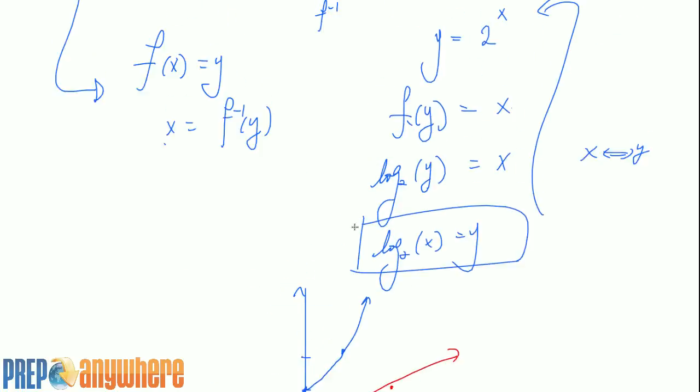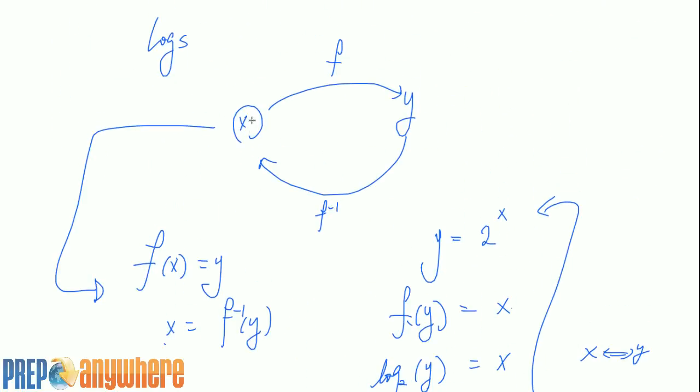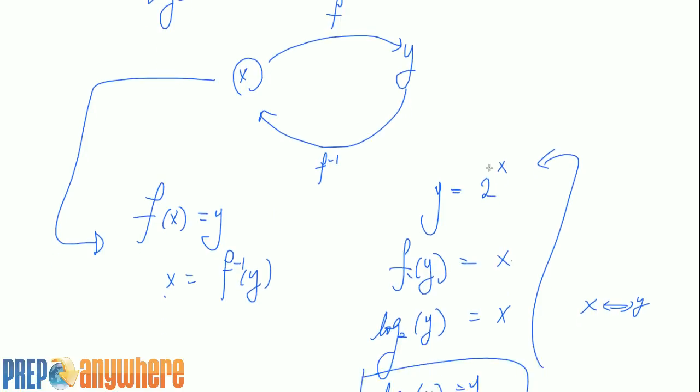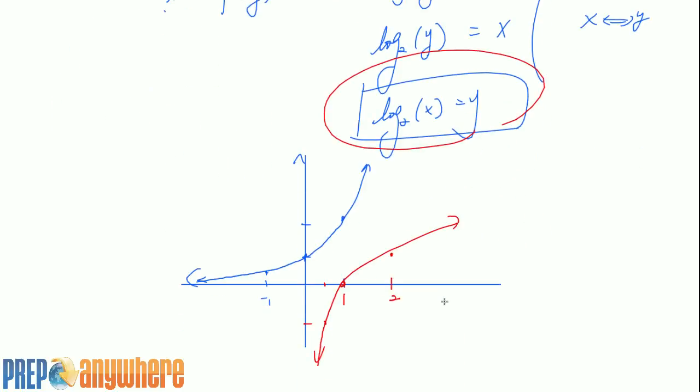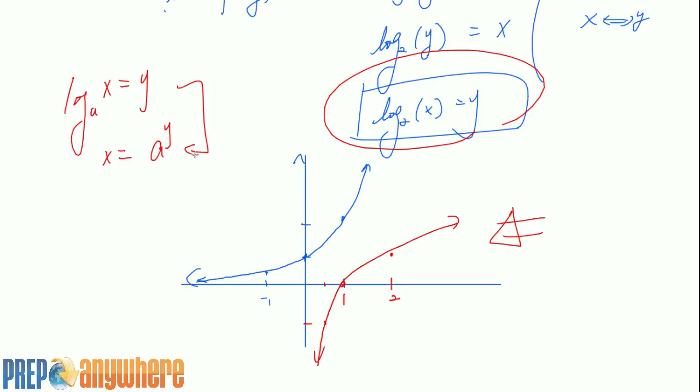Okay, so this simple statement of inverse, that log is the inverse of the exponential function, like 2 to the power of x, means this symbolically and it means this graphically. You have to understand that. And of course, if you put a different number at the bottom here, like a, that means x is equal to a to the power of y. So this is a definition.